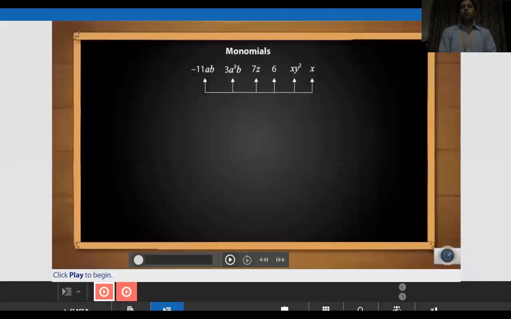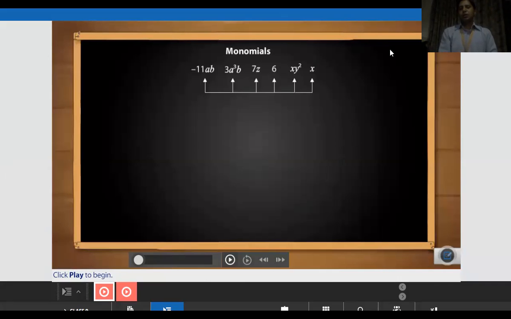Hello everyone. Today we will talk about polynomials. Chapter 2, class 9, chapter name polynomial. So what is the meaning of polynomial? The word is made up of two words, poly and nomial. Poly means many, and nomial means terms. So an algebraic expression made up of many terms is known as a polynomial.